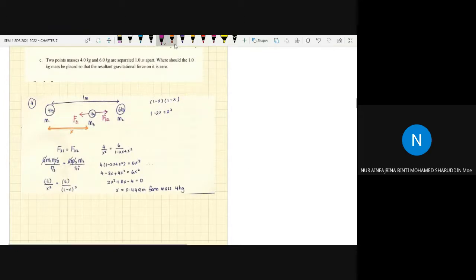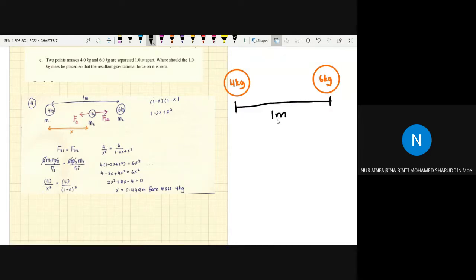Alright, next one. Kita ada 2 point masses, 4 kg and 6 kg, which are separated by 1 meter apart. So, awak ada 4 kg dan juga 6 kg. Okay, and both point masses is separated by 1 meter. Where should the 1 kg mass be placed so that the resultant gravitational force on it is zero?